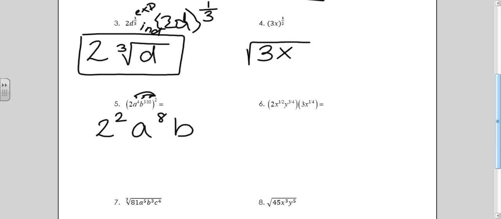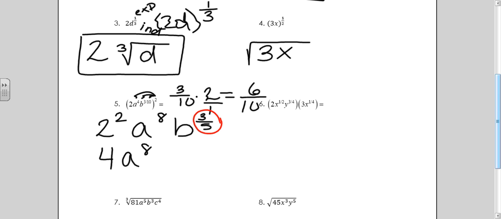And then b to the, we have 3/10 times 2. And again, when you're multiplying fractions, you do the top, so the numerator, 3 times 2 is 6, over the denominator, which is 10. And 6/10 reduces down to 3/5. And because this is a rational exponent, you can put this in radical notation. So we have 2 squared, which is 4, a to the 8th, and we can actually do the 5th root of b cubed. Again, it's exponent over index. So 5 is our index and 3 is our exponent.